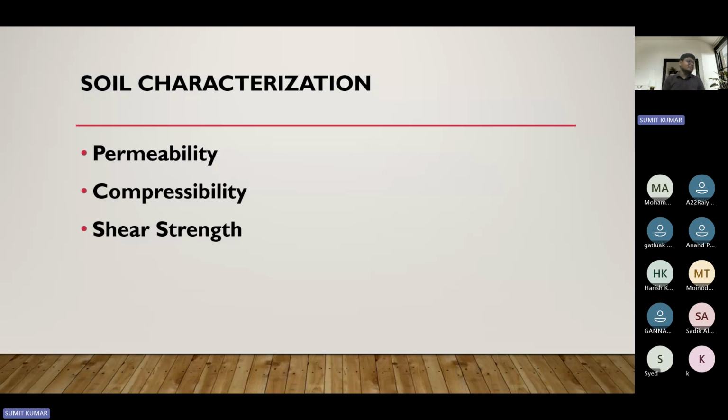Similarly, for the shear strength, the shear strength characteristic is primarily governed by the angle of internal friction in the cohesionless soil, that is the granular soil, while it is governed by the cohesion for the cohesive soil like the clay or the silt, right? Okay, so that we will see.